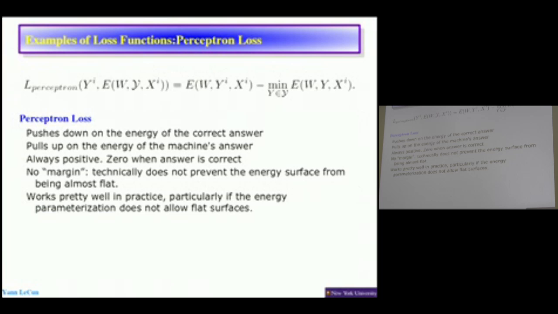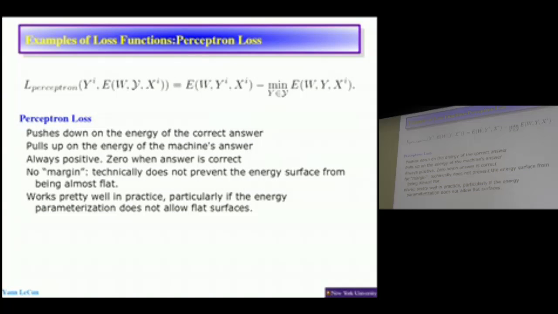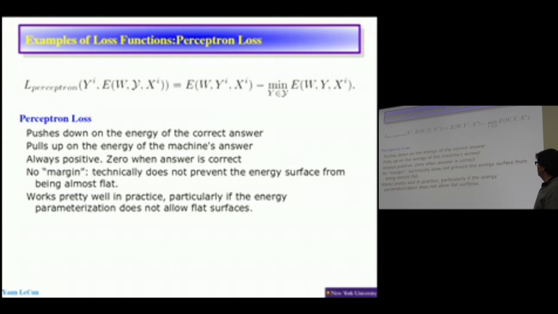So, how do we fix this? Well, here is another example, and this is a very common example. It's the perceptron loss. Okay, so you've all heard of the perceptron and the perceptron learning algorithm, and certainly the perceptron loss function that the perceptron minimizes.